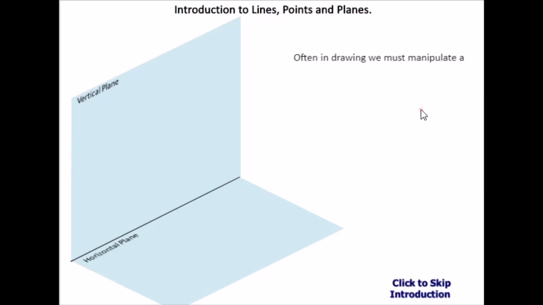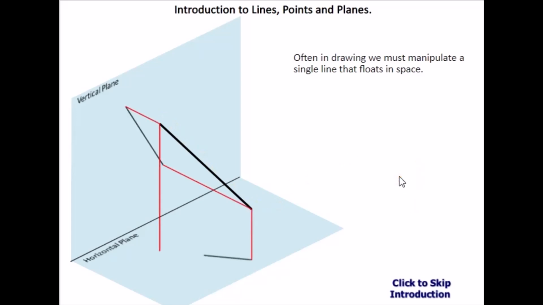To start off, we have the horizontal plane, the vertical plane, and a line that is drawn in this space. It's projected onto both planes, so we see two different views of this line. This is the elevation view, this is the plan view.